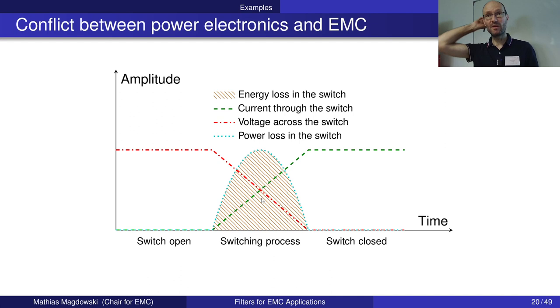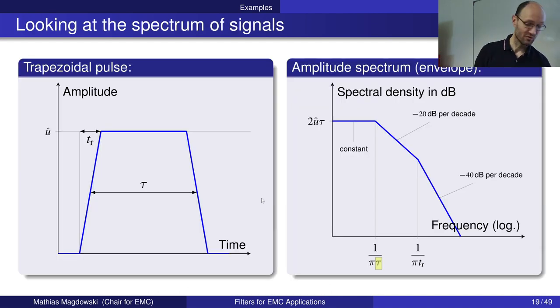And then the EMC people come and say, oh no, don't switch that fast, because the faster you switch and the shorter these pulses are, the higher we go in frequency, and the more high frequency disturbances we get in our spectrum.